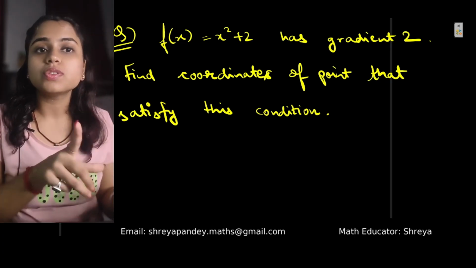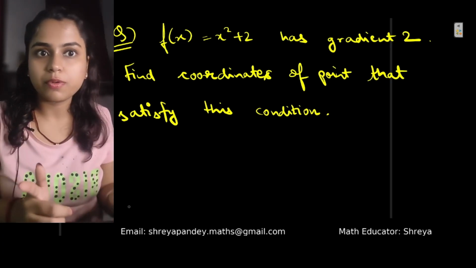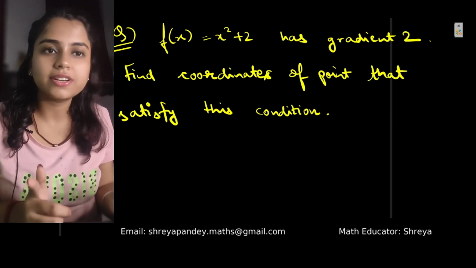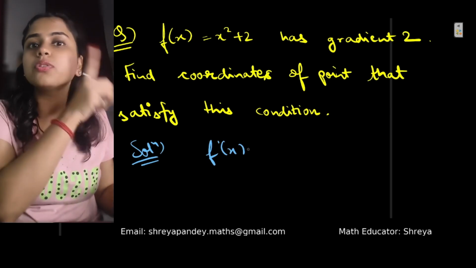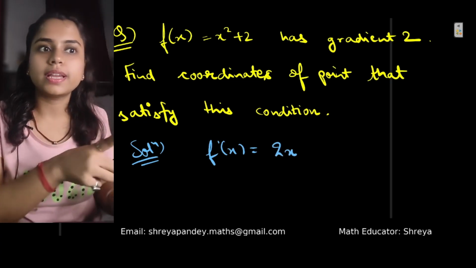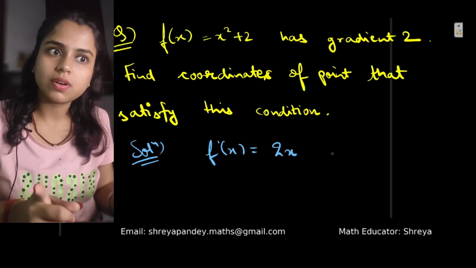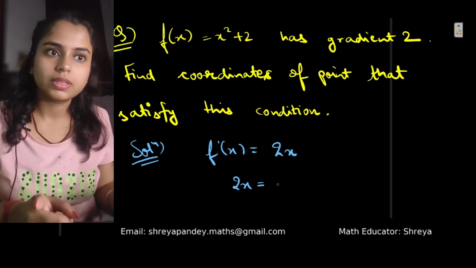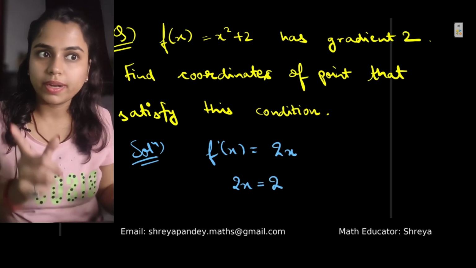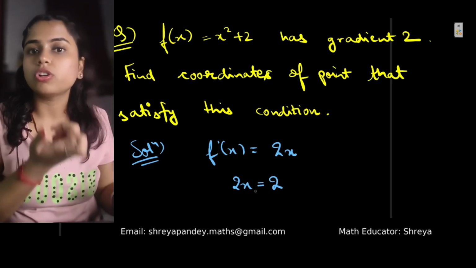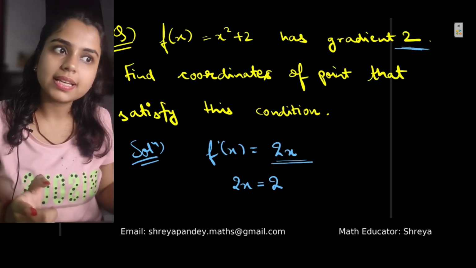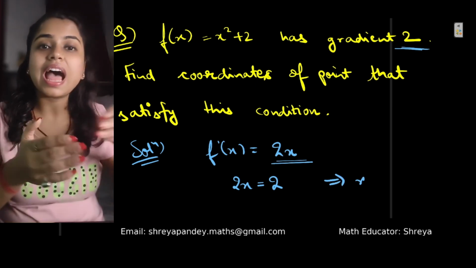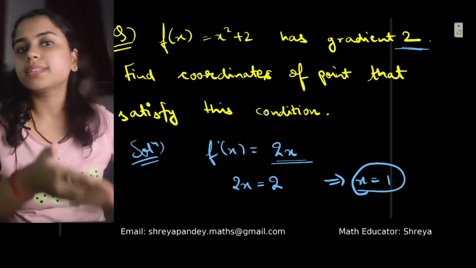So first of all, what do you want to do in these type of questions? You're gonna find your f dash x, that is your 2x, and then you want to equate it to the gradient. You're gonna equate it to the given gradient. So you're gonna get your x is equal to 1. So at x coordinate, x is equal to 1, your gradient.